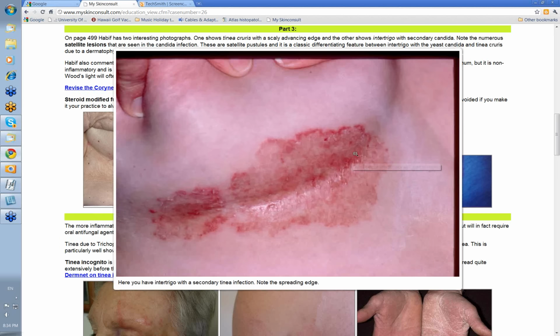This, though, is different. Look at the advancing edge of this. There's no little pustules out here. There may be some pustules just in the edge itself, but there are no satellite pustules. So this isn't candida, and it's more than just an intertrigo. Remember, an intertrigo, where the two surfaces come together, tends to have a very smooth, continuous edge, where the two occlusive surfaces meet. Whereas if you've got a dermatophyte like this, look how irregular that edge is, where the dermatophyte's growing out at different rates.